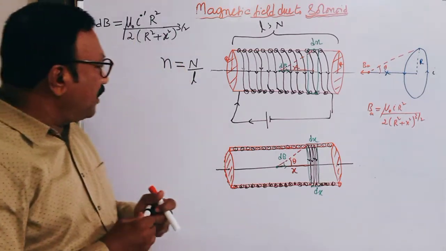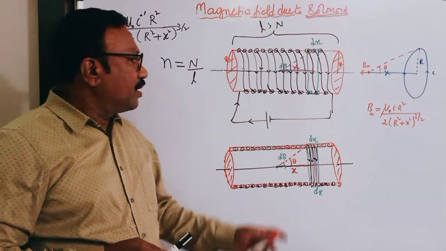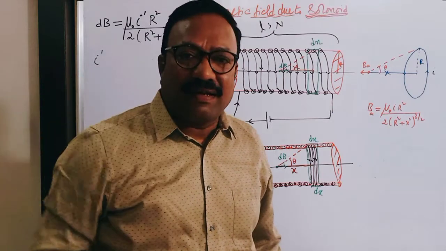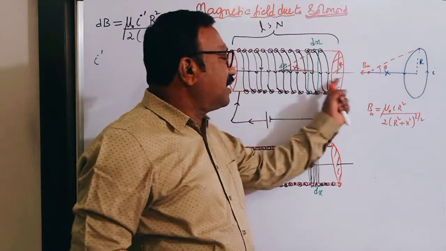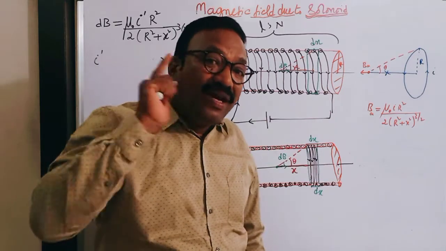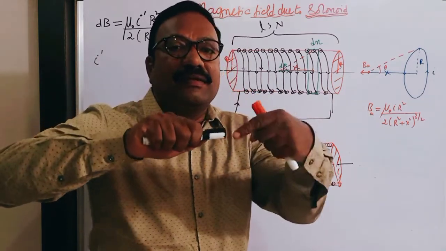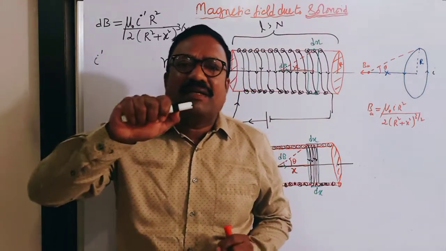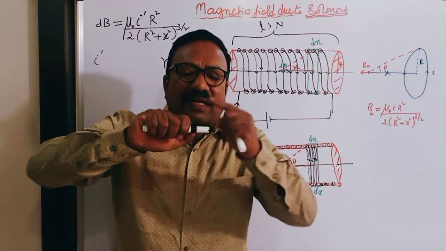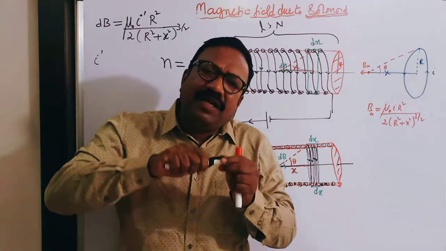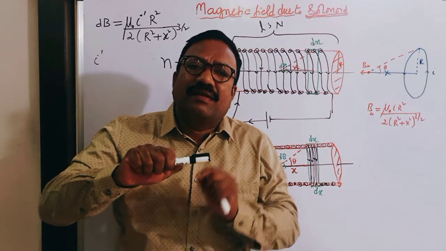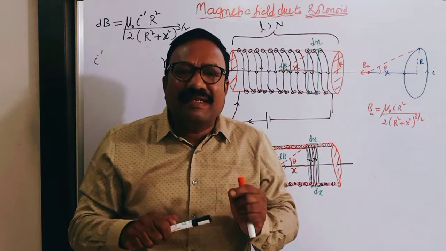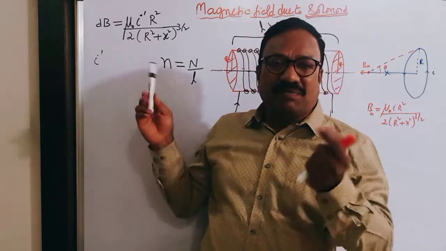What is the meaning of this small n, number of turns per unit length? Suppose this solenoid is 10 centimeters, then in 1 centimeter how many turns are there? That is called number of turns per unit length. If in 1 centimeter there are 10 turns, then in 2 centimeters, 10 into 2. In 3 centimeters, 10 into 3. What is this 10? It is n, number of turns per unit length.